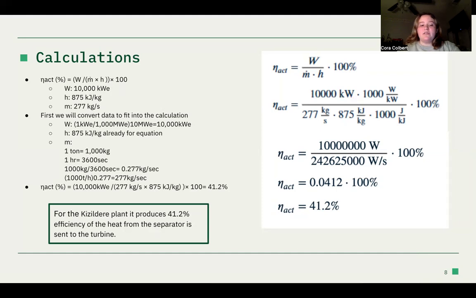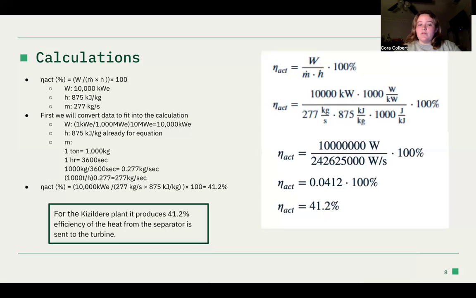For the 875 kilojoules per kilogram, that is already ready for the equation, so I don't need to do anything for it. And for the M, which is the total mass flow rate, I'm going to convert that by using the conversion of 1 ton equals 1,000 kilograms, and 1 hour equals 3,600 seconds.